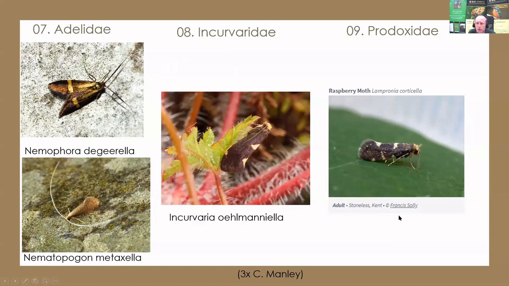These all used to be in one family when I was growing up. The Adelids, the Incurvariids, and the Prodoxids all used to be in the family Incurvariidae. So these are your longhorns, of which you've got the metallic bronzy ones, and then you've got the dull brown ones. Most of the metallic bronzy ones are fairly straightforward to identify. The brown ones can be a little bit tricky. And then the others, the Incurvariidae and the Prodoxidae, are small, purplish brown with these dorsal marks and costal marks.